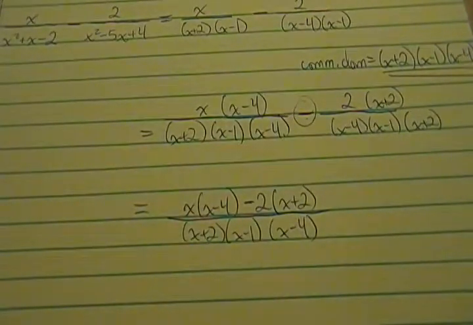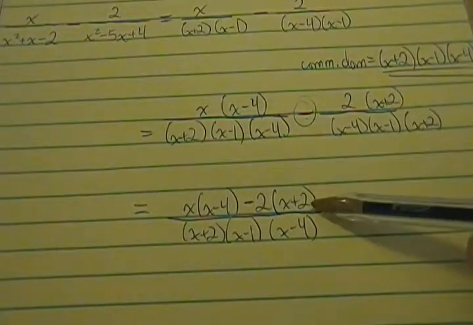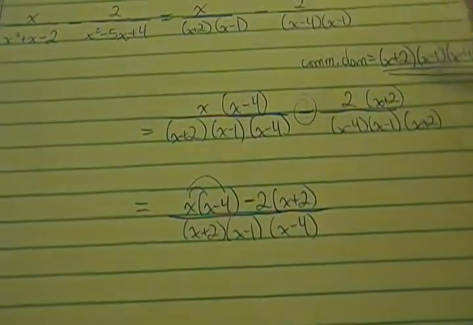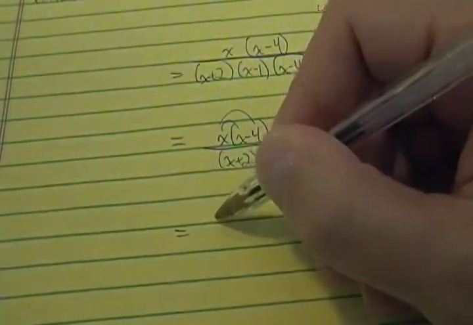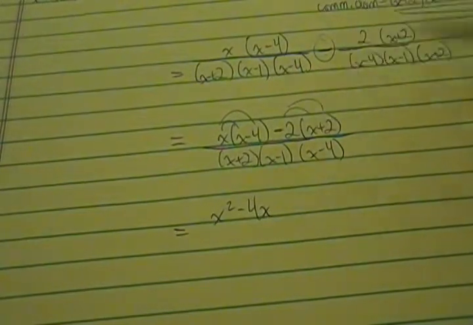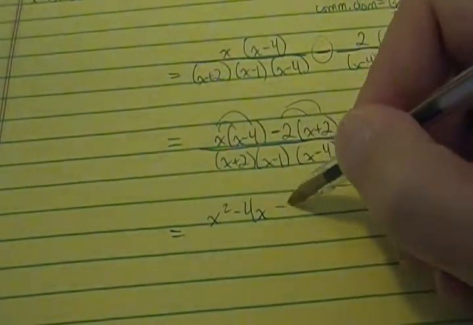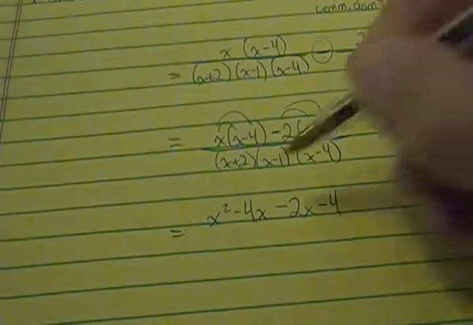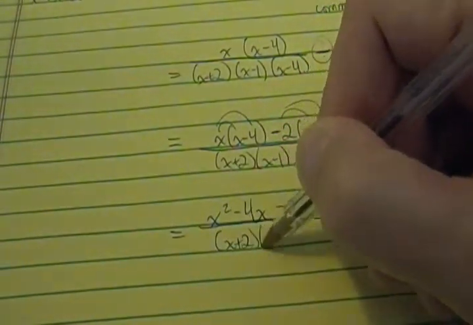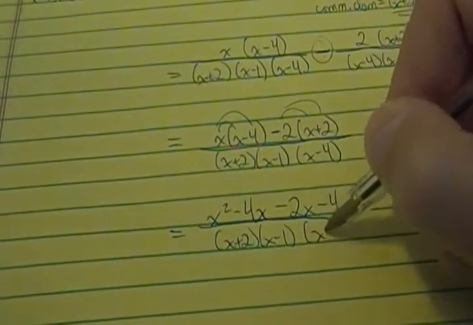And what we need to do now is basically just simplify what we have in our numerator and combine like terms together. All right, so I'm going to distribute the x into that first parentheses, so it's going to be x squared minus 4x. Now I'm going to distribute the negative 2 into the second parentheses, so it's going to be minus 2x and then minus 4. All of that over that same common denominator that we found a couple minutes ago.